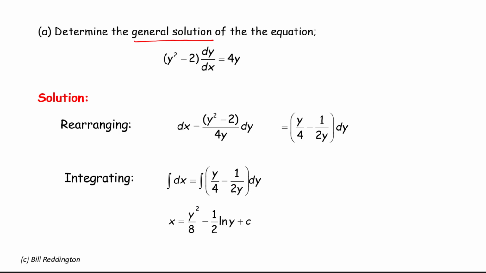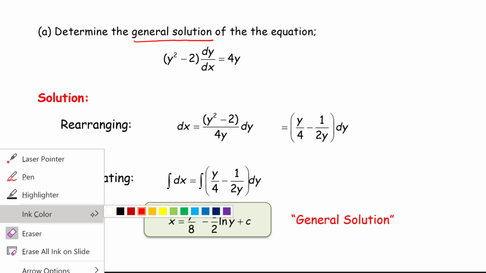And now we have to integrate 1 over 2 times 1 over y. So remember, if you integrate 1 over y, you get the log of y. So the half can come out, so really we're integrating half times 1 over y. So the half comes to the front and the 1 over y becomes the log of y. And remember, because we have no limits or conditions here, this becomes what we call the general solution. Okay, so that's the general solution. That was the first part of the question.